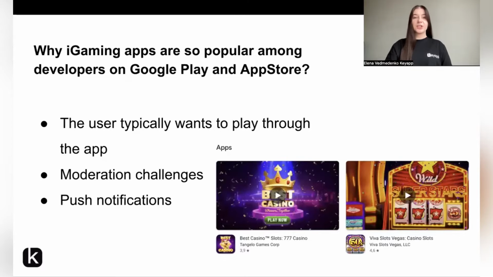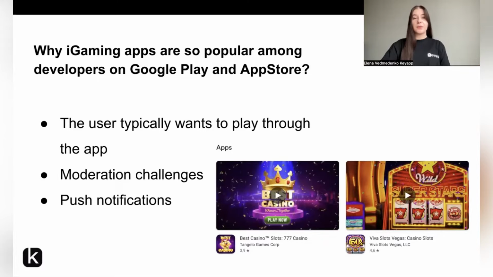And the next question is why iGaming applications are so popular among developers who would like to earn in this niche and among specialists who work in the niche of traffic arbitration. First of all, it is because of the users who prefer mobile applications to websites, and of course, developers would like to follow this tendency.